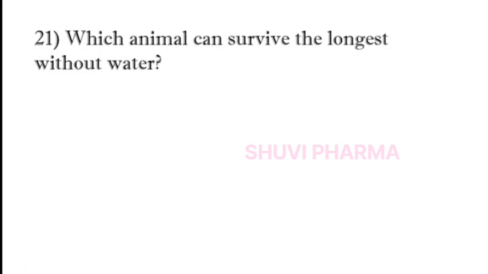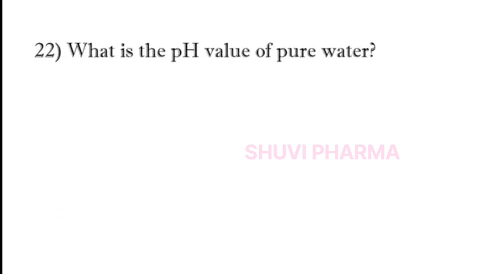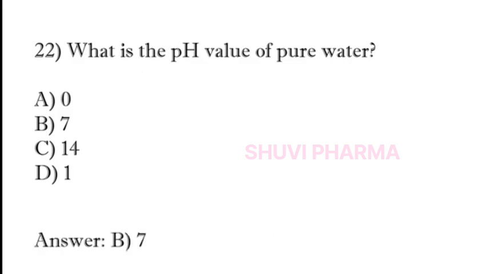Which animal can survive the longest without water? Camel, giraffe, elephant, kangaroo rat. The correct answer is option D, kangaroo rat. What is the pH value of pure water? 0, 7, 14, 1. The correct answer is option B, 7.